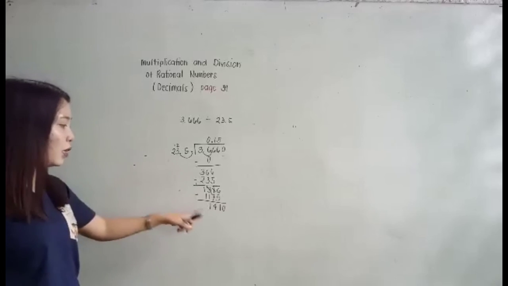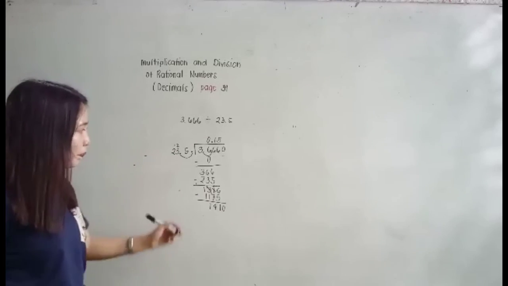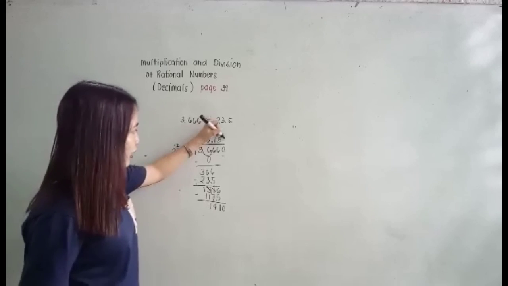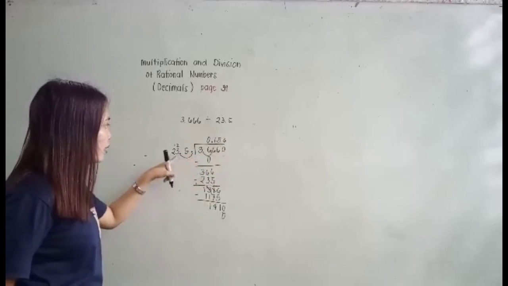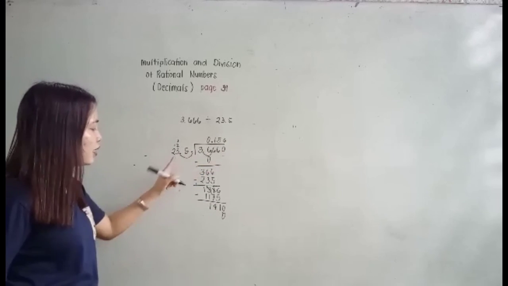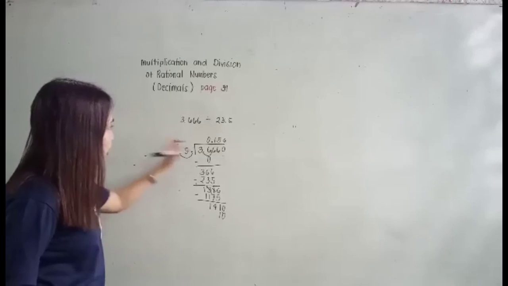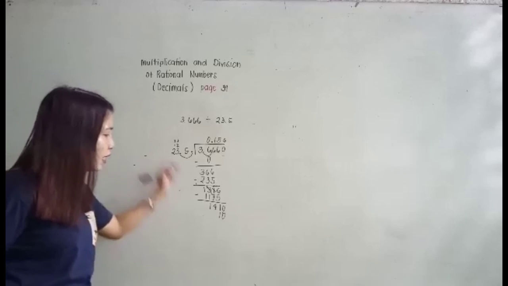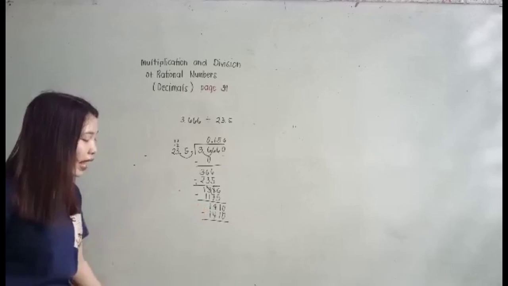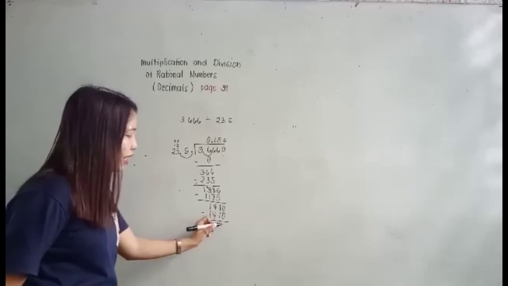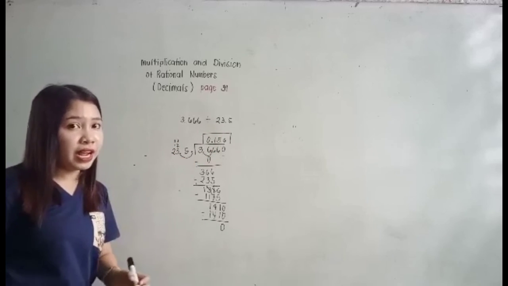Okay, so 1,410 divided by 235 ay equals to 6. 6 times 5 ay equals to 30. 6 times 3 ay equals to 18 plus 3 ay equals to 21. 6 times 2 ay equals to 12 plus 2 ay equals to 14. So, 1,410 minus 1,410 ay equals to 0. Therefore, ang ating answer ay 0.156.